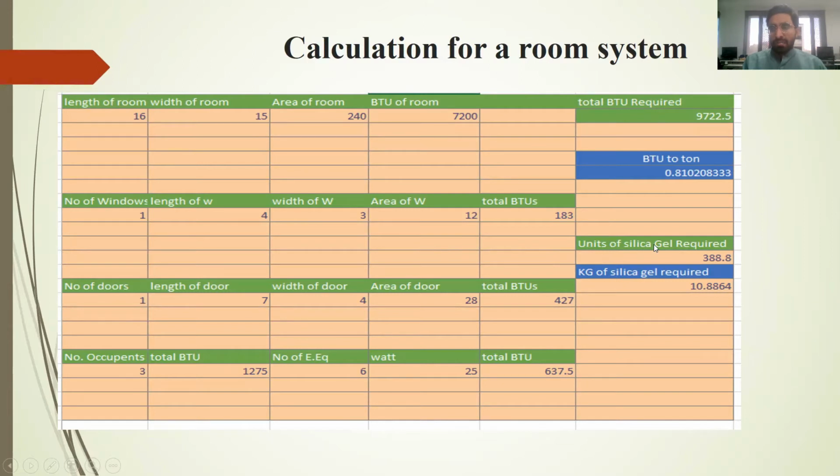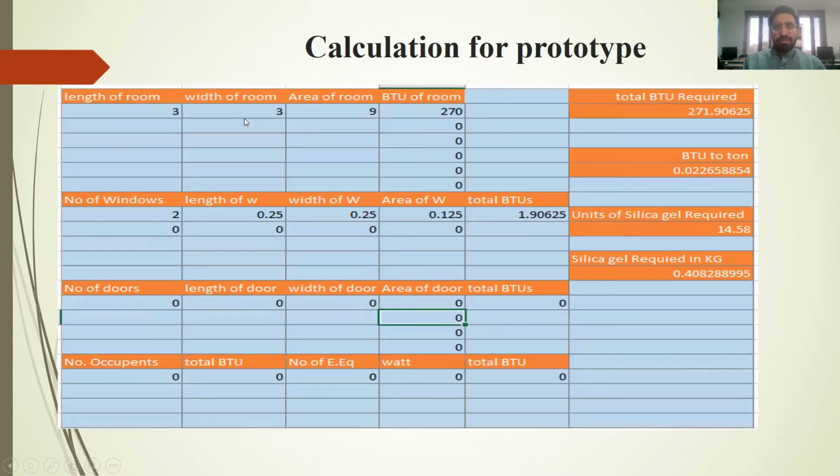And the units of silica gel required for the room is 388, and the silica gel required is 10.88 kg to cool this area of the room.